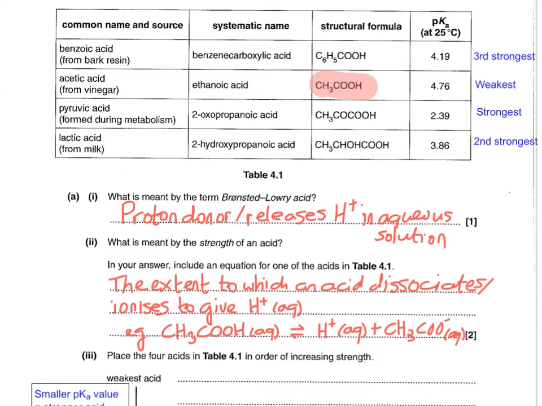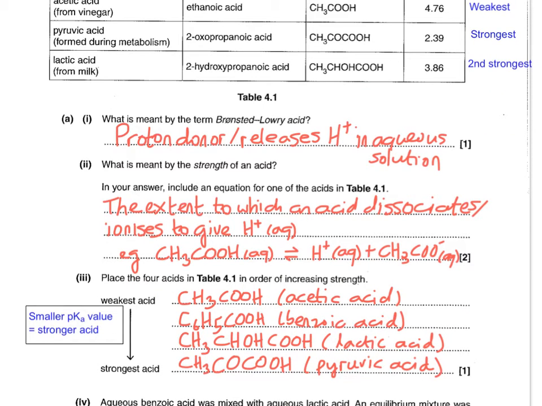Starting with the weakest being ethanoic acid, benzoic acid is the next one, next strongest. The second strongest will then be lactic acid, and the strongest of them all will be pyruvic acid. And we can write it in like that. So let's bring the page down and have a look at the next part of the question.